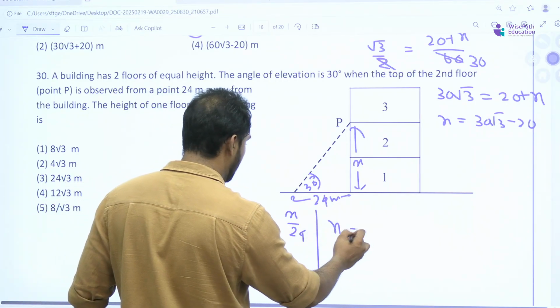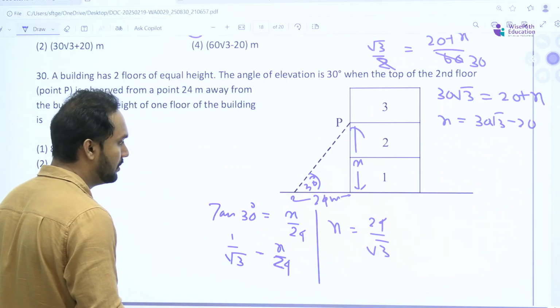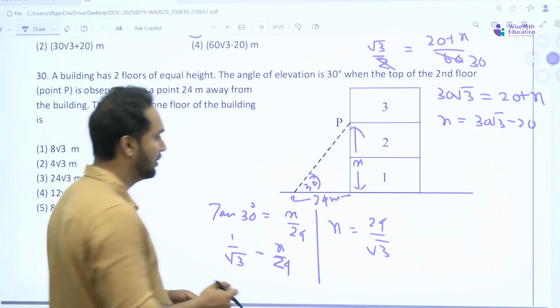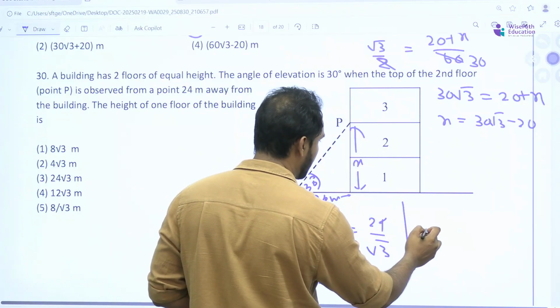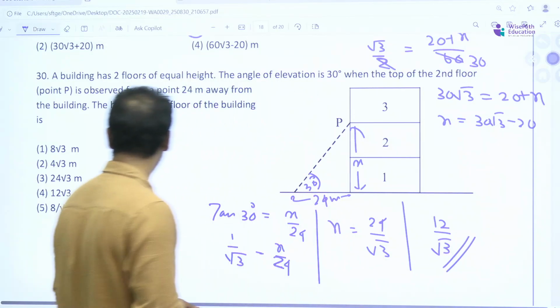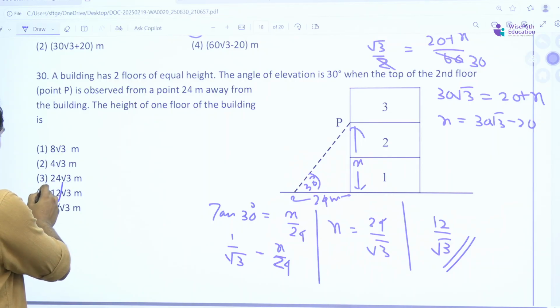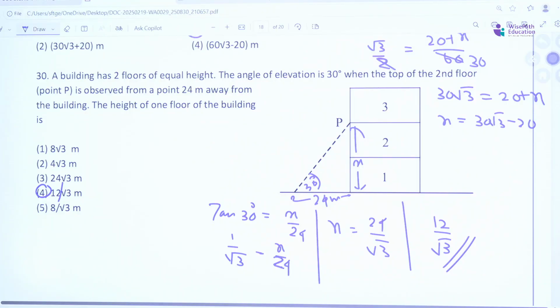So now x is equal to 24 over root 3. Now this is the complete height. They are asking for the height of one floor. That is half of it. So that should be 12 over root 3. If I divide this by 2, that is 12 over root 3. The answer is 12 over root 3. Take a quick note.